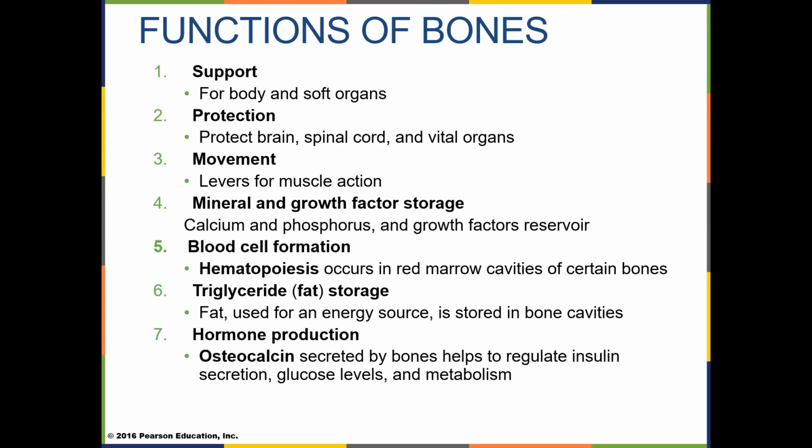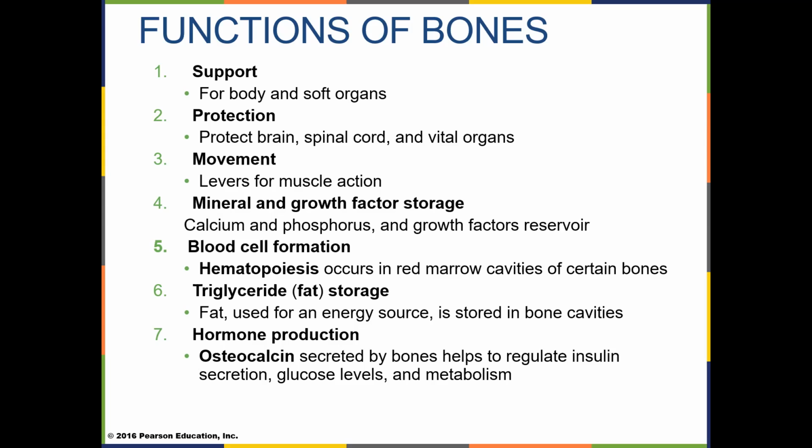Our bones store calcium and phosphorus for us. That's where 99% of all that is found in our bodies. It's a big reserve for those two very important minerals. We make blood cells in our bone, the term is hematopoiesis. We make the red cells, we make all 5 white cells, we make our platelets in bone. We store fat in the middle of our long bones, and we produce hormones in our bones.